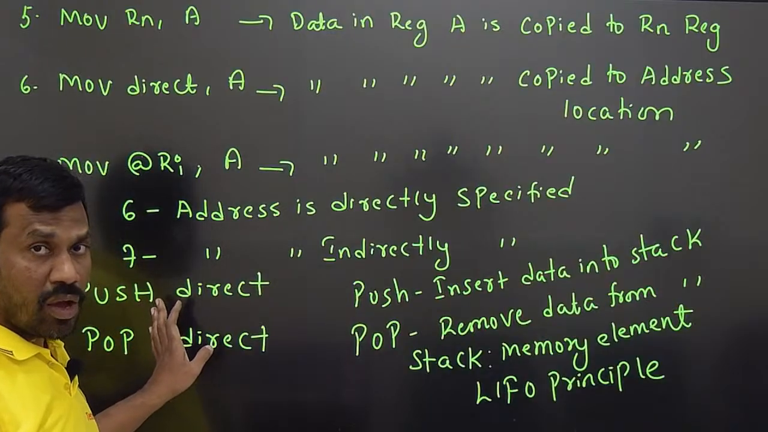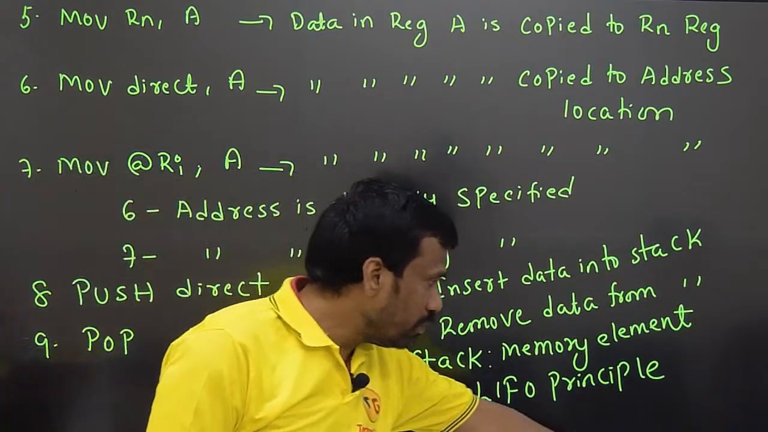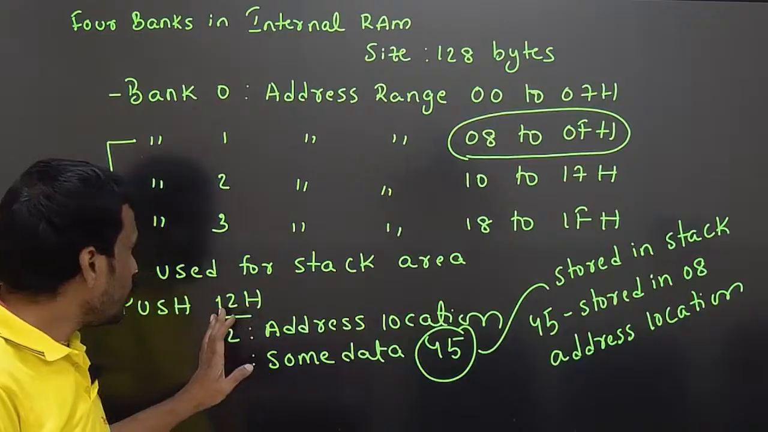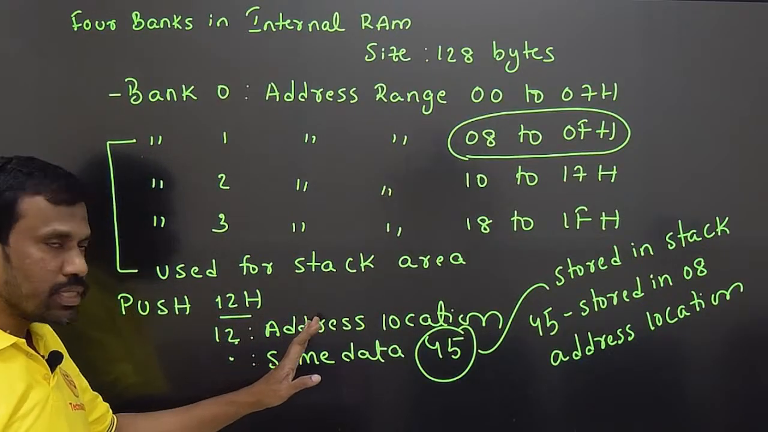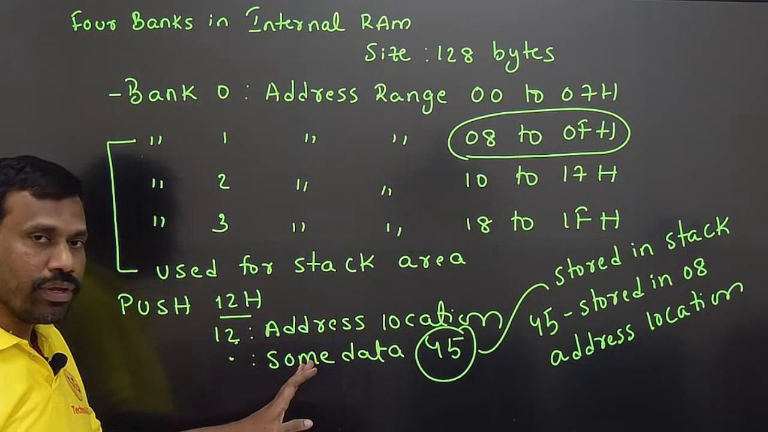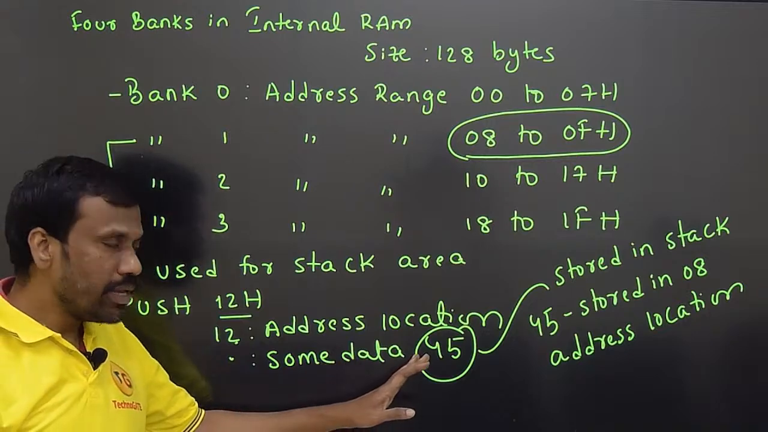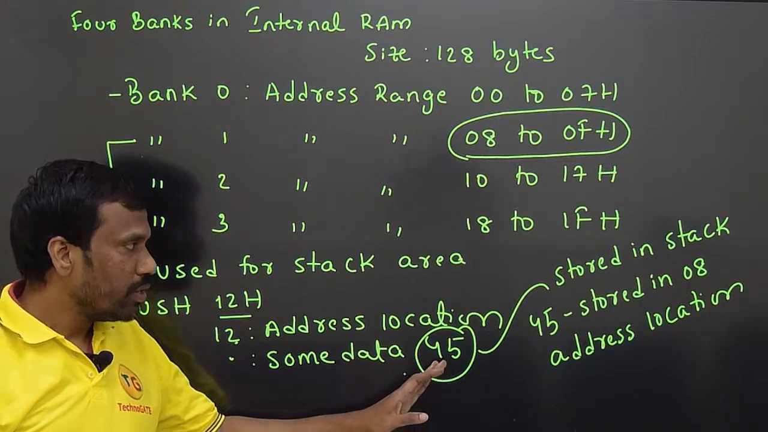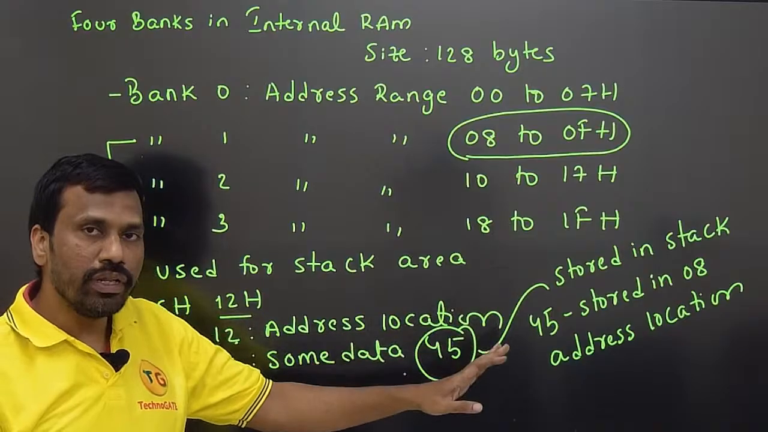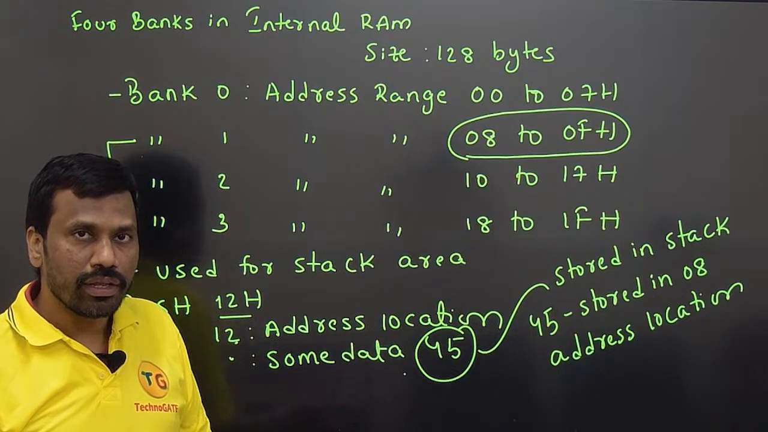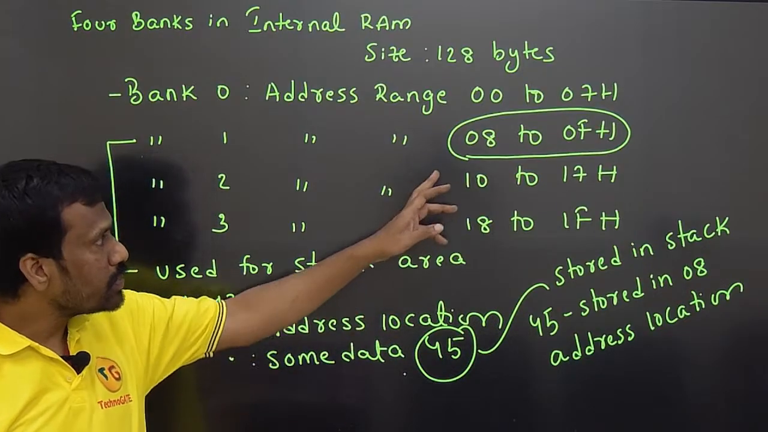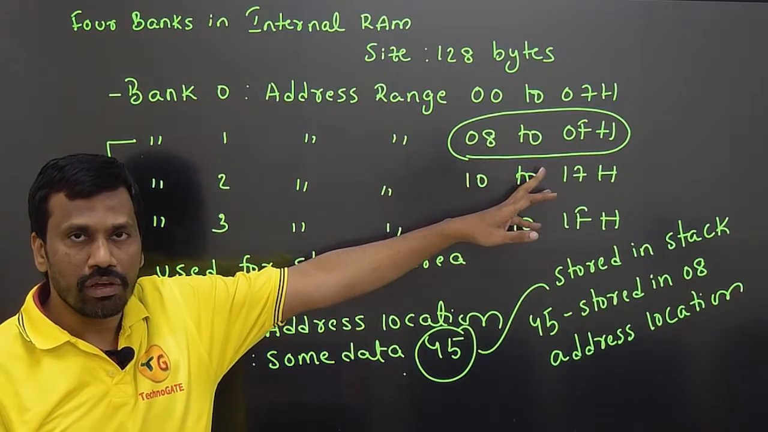Okay, push. What I have written here? Push direct. Example what I am giving? Push 12. What is 12? 12 is the address location. In the address location, what is there? Some data is there. What is the data? 45. So this 45 will be stored in stack. Okay, in stack where? What is the stack range? Stack range is 08 to 0F.